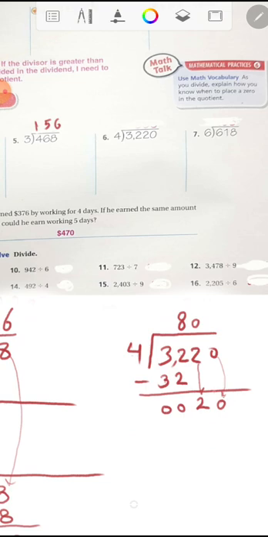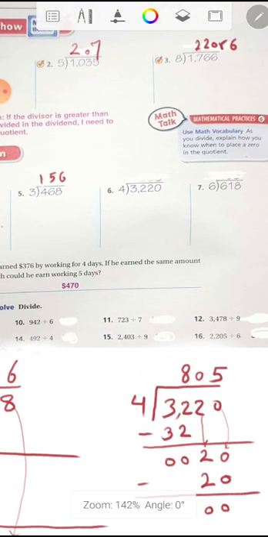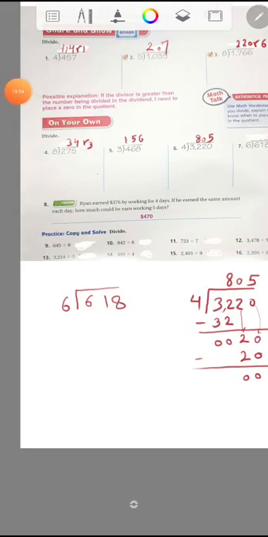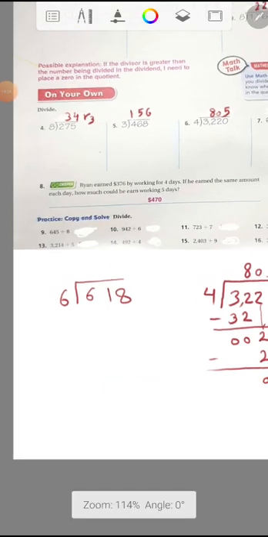Okay, now 20 divided on 4. Which number I will multiply it by 4? The answer will be 20. It will be 5, right? 5 multiply 4 equals 20. So subtract. Now the remainder is 0. So the quotient right here is 805. Now the final one.